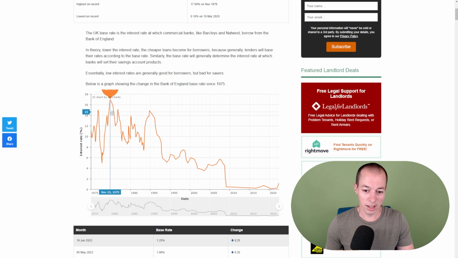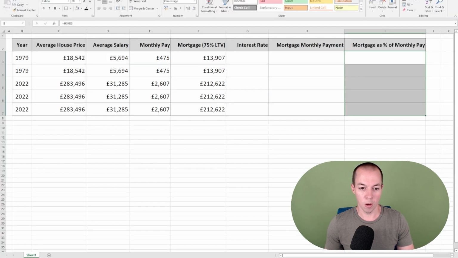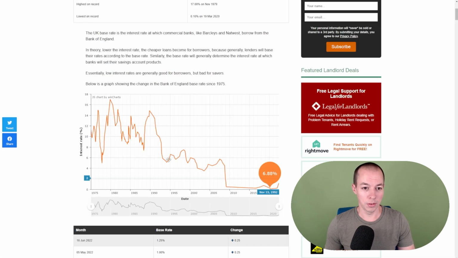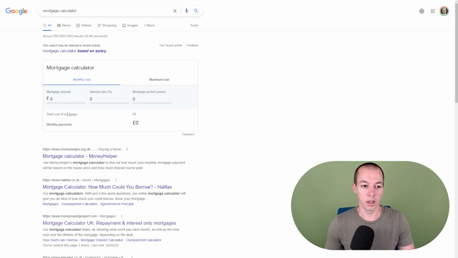So 17%. And at the moment, we're at 1.25%. There we go, 1.25%, expecting that to go up again this month. So let's go and pop this in. We've got a 17% interest rate. And for comparison purposes, we're also going to try 17% based on the current figures to see how crazy things would get. To do the monthly payment calculator, I'm going to go back to Google as they've got a built-in calculator we can use. So let's populate these figures accordingly.